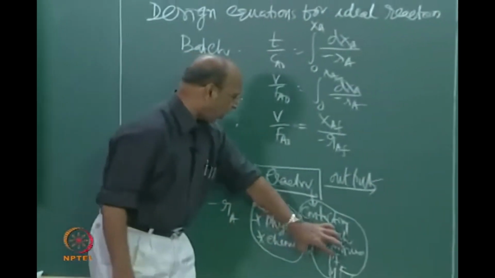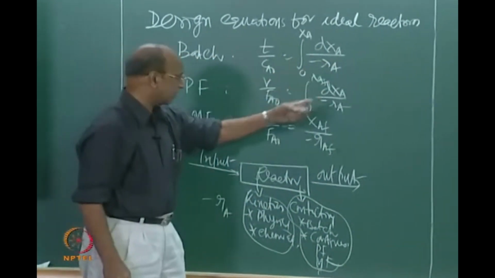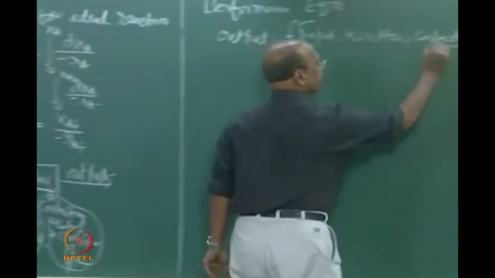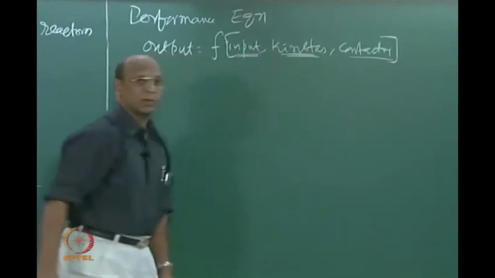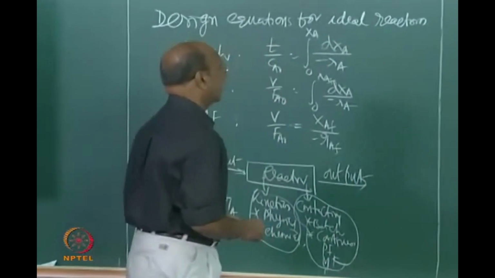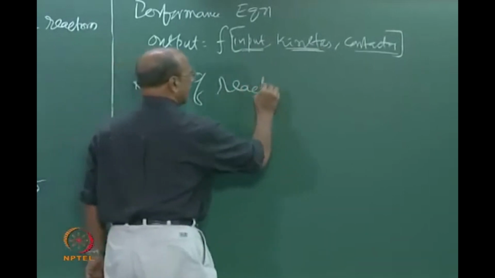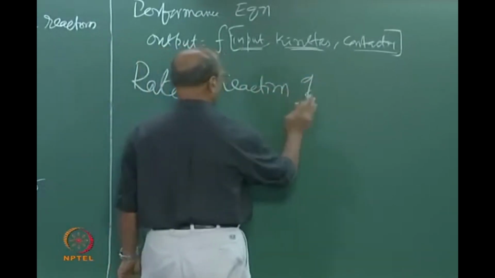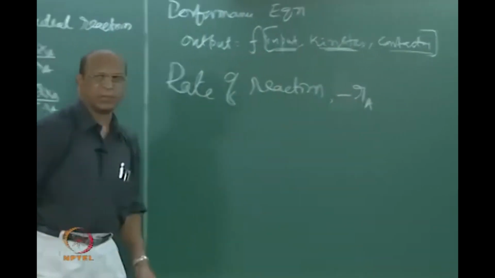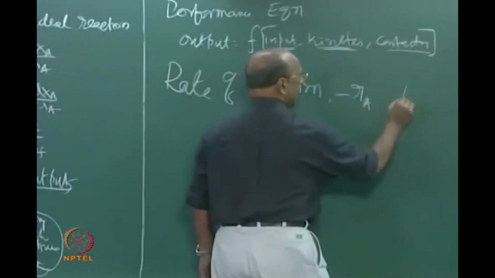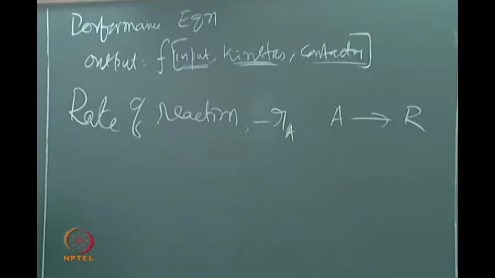Anyway, we have spent a lot of time deciding which reactor you have to use, whether this reactor or that reactor. That comes from this: what type of reactor, and what FA naught, and now we have to find out what is minus rA. So now let us talk about rate of reaction. Mainly it is our key reactant, minus rA, and I may have a rate A going to R, a general rate, or any complicated rate.